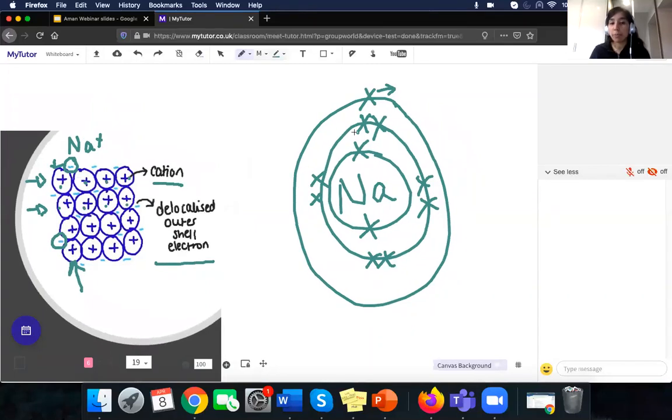So remember, in a non-charged atom, the number of protons will equal the number of electrons. Whereas in sodium here, if it loses an electron, it will have 1 less electron. So the number of protons will be 1 more than the number of electrons. So now the number of protons will be 11. The number of electrons will be 10. So therefore it has a slight positive charge. So that's why we say that sodium becomes positively charged.